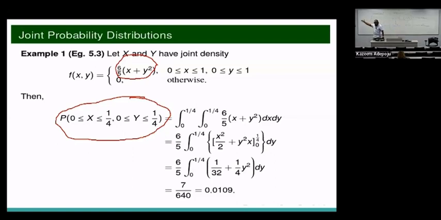If I want to do that, I'm going to have two integrals. The first integral is for the range of x. The second integral is for the range of y. You first do the integral over x before you do the one over y, in the end getting this result. You know what I mean?